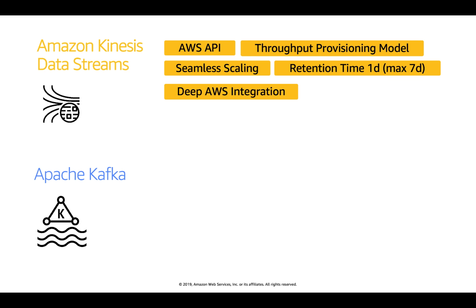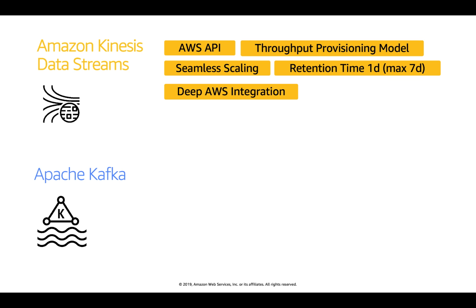And you can consume 2 megabytes of data. The consuming bandwidth is a little bit higher because those consumers could fall behind and then you need to read more data. And all this is per shard for all the consumers. It scales seamlessly. We built it like this. It has a retention time of 1 day. You can set it to a maximum of 7 days.